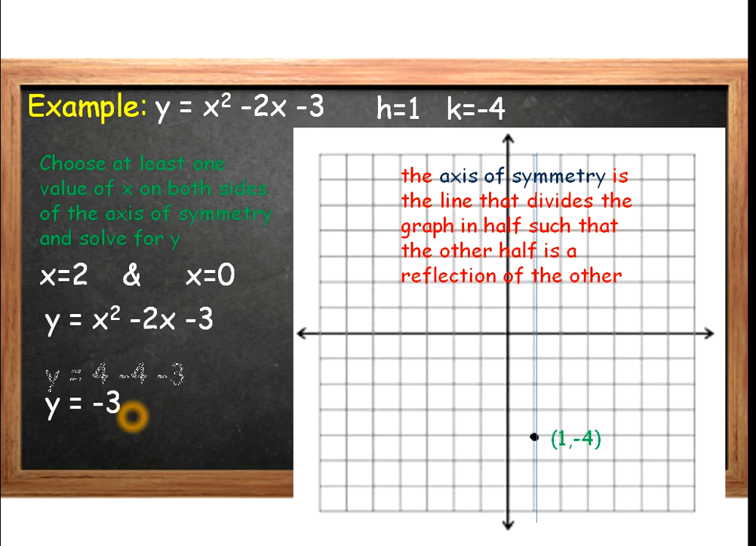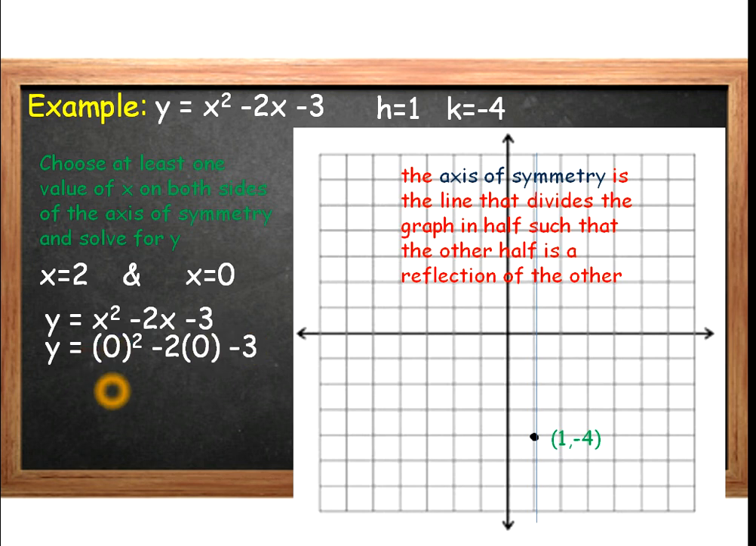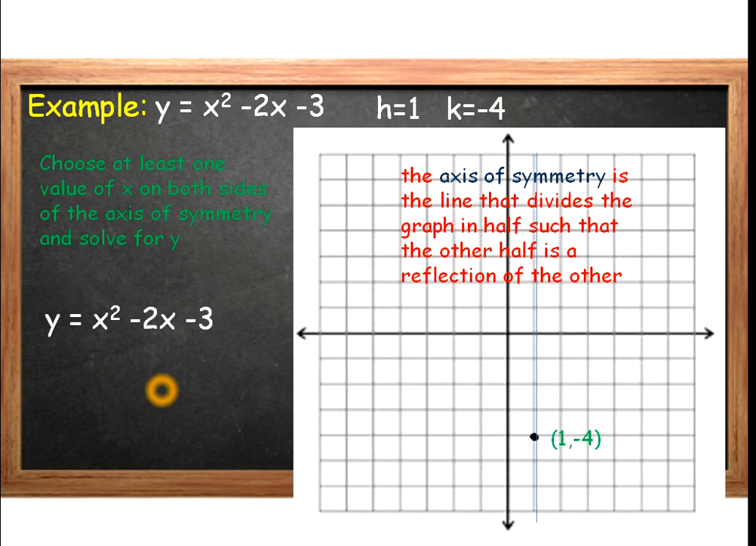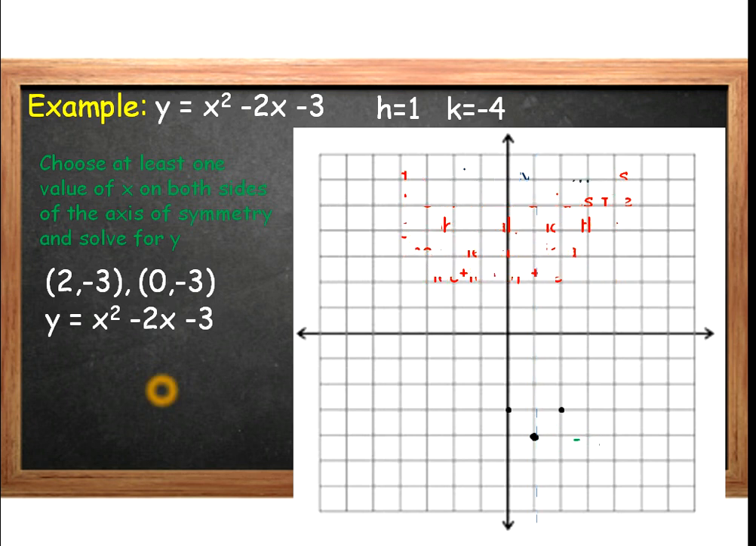Now let's solve for the value of y if x is equal to 0. If x is equal to 0, it will be y is equal to 0 squared minus 2 times 0 minus 3. The first and the second term will be 0, giving us the final answer as y is equal to negative 3. Now let's plot the points with the coordinates (2, negative 3) and (0, negative 3) on our Cartesian plane. This will be (2, negative 3) and (0, negative 3).